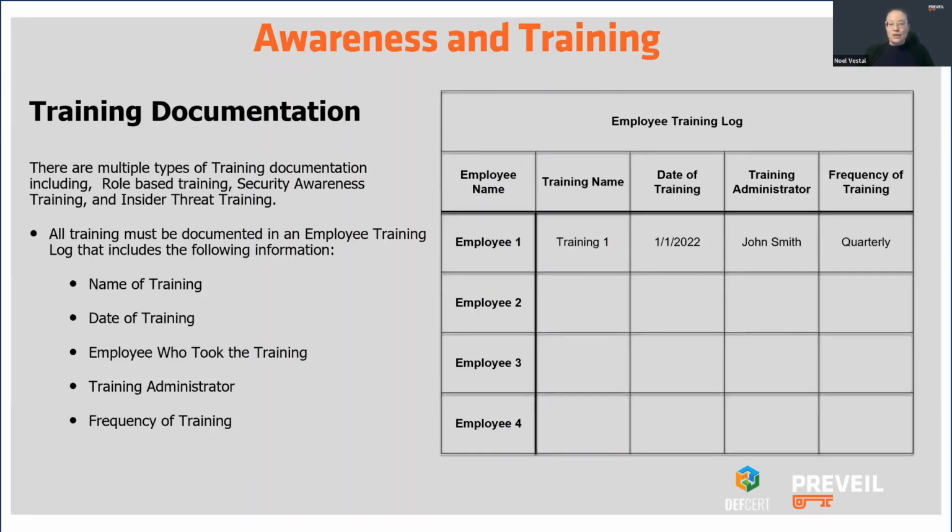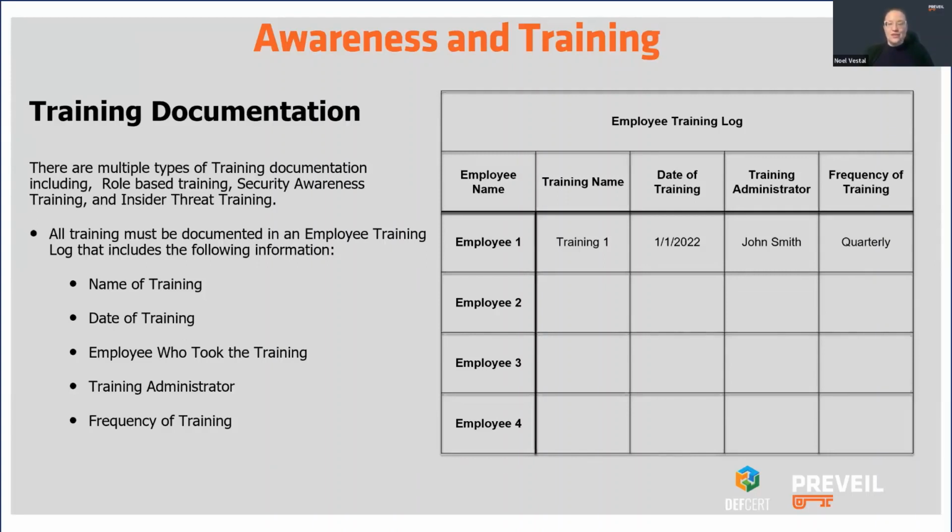So this is just a very rudimentary example of a training log. This can be done a multitude of different ways, in a Google Doc or on a SharePoint list or in an Excel file, or however makes the most sense for your business. But the information you want to definitely include is the name of the training, when it was given, the employees that took the training, obviously who administered it, and the frequency of it. Is it quarterly? Is it annually? Is this something that happens when people are hired? Is it something that happens when people leave?